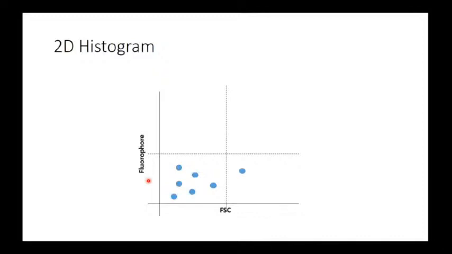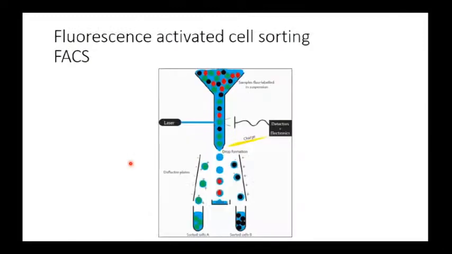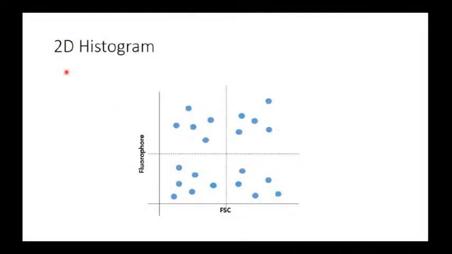When the cell appears here, it means that the cell is not expressing the protein because it has low fluorescence, but it's a big cell because it has a high signal on the forward scatter light. Then when the cell appears here, it means that it's expressing the protein, but it's a small cell. And when the cell appears in the upper right quadrant, it means that the cell is big and it's expressing the protein. So this is what we call the two-dimensional histogram. I can combine two sets of data together and then I get something like this. Now, what's special about the FACS mechanism, or why is it called FACS?